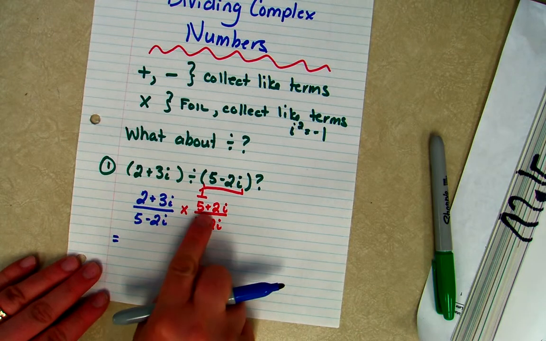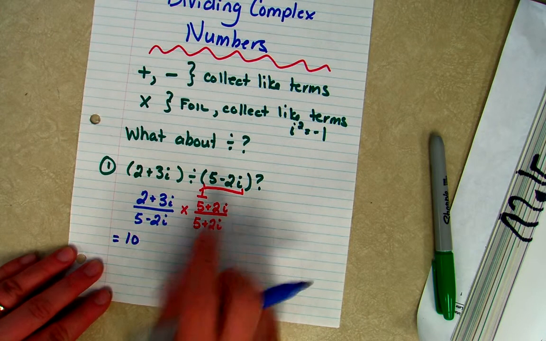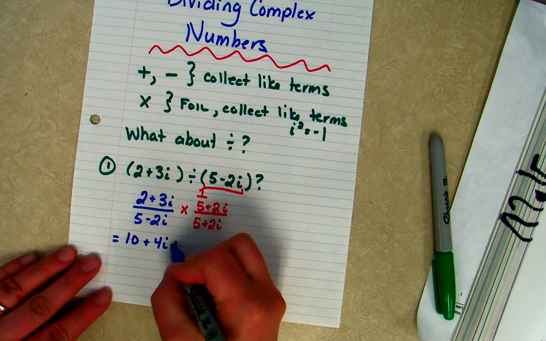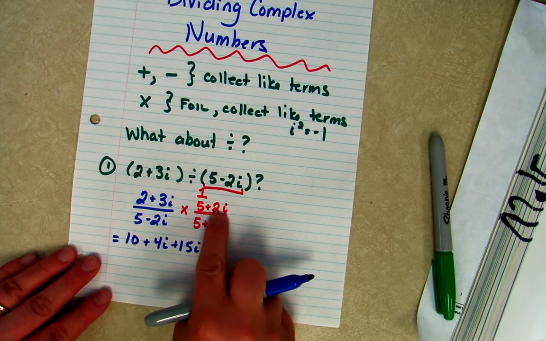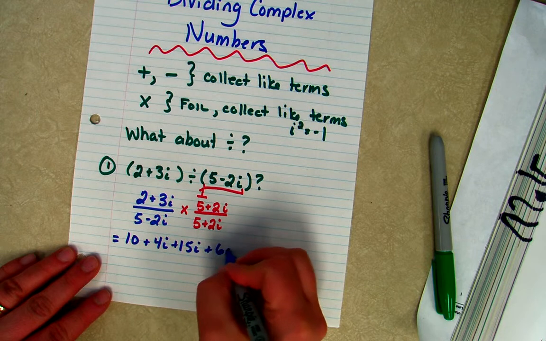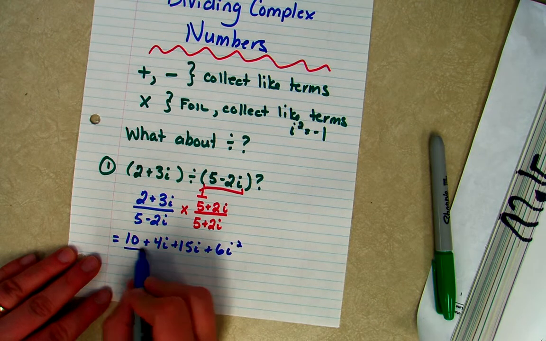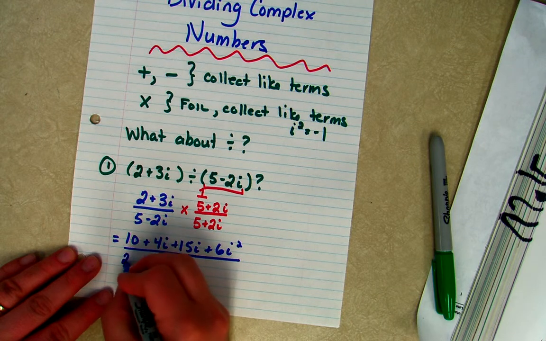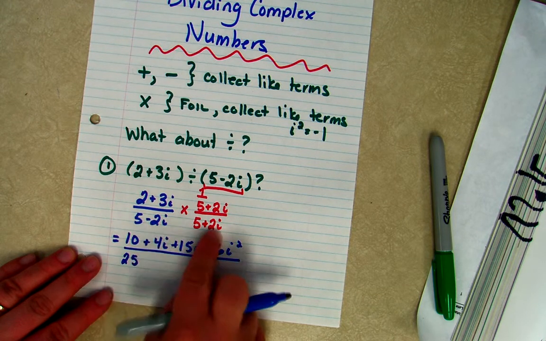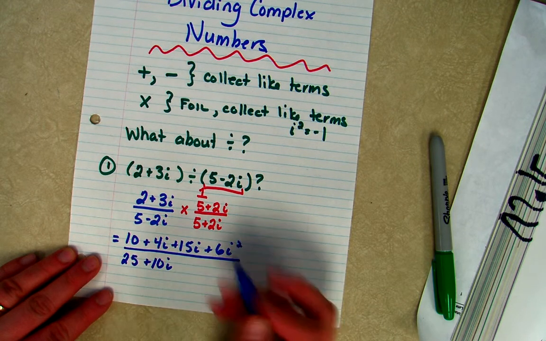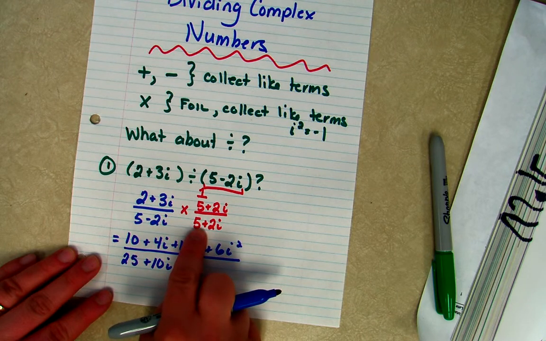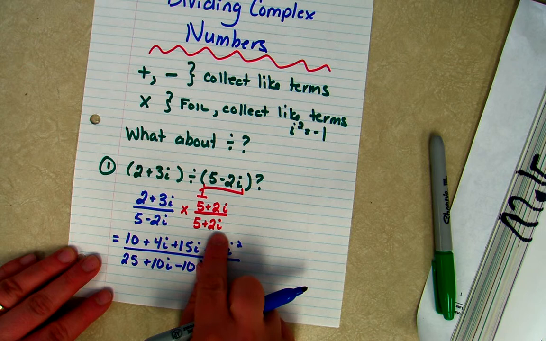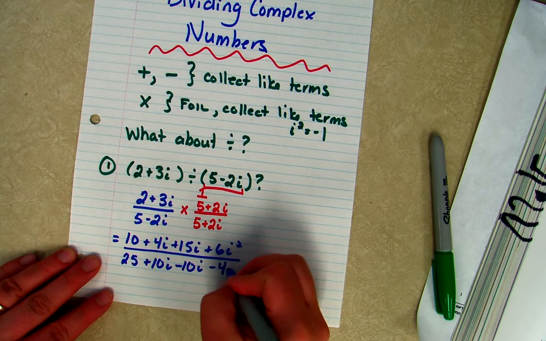So I'm going to do 2 times 5, which is 10. 2 times 2i, which is 4i, 3i times 5, which is 15i, and 3i times 2i, which is 6i squared. I'm going to FOIL the bottom. 5 times 5 is 25. 5 times 2i is positive 10i. Negative 2i times 5 is negative 10i. And then negative 2i times positive 2i is negative 4i squared.